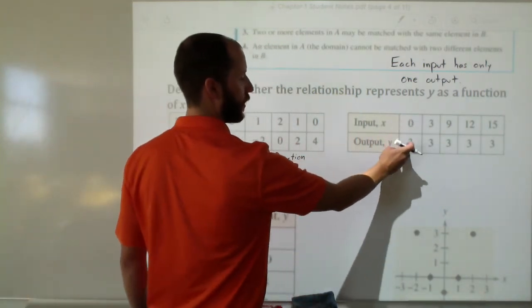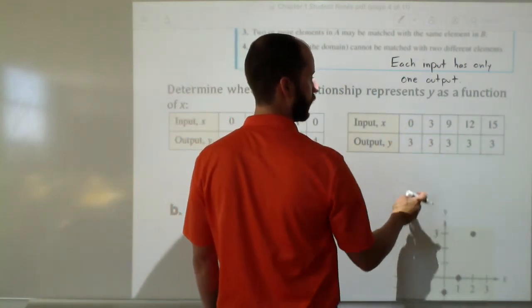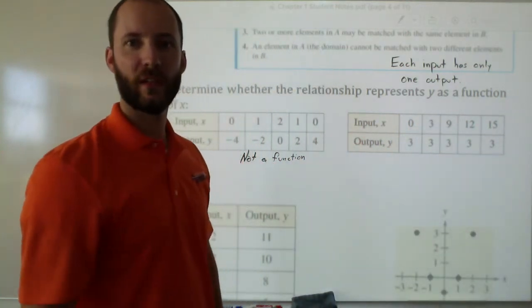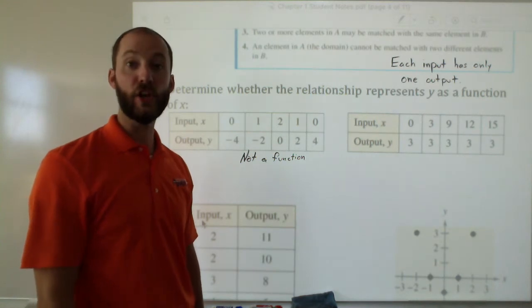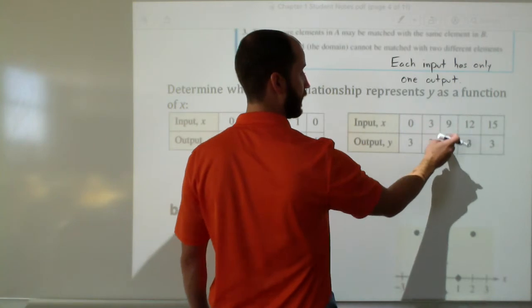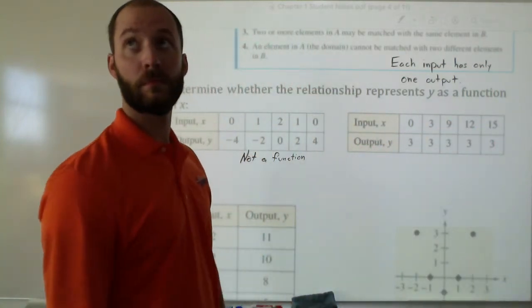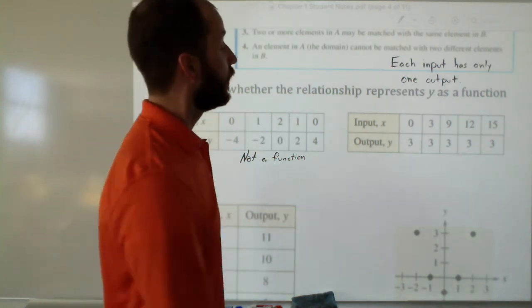Over here, 0 going to 3. All right. 3 going to 3. Okay. 9 going to 3. 12 going to 3. 15 going to 3. This is like in the Bahamas. It's like within 5 degrees all day. It's humid, but it's predictable. So, 0 to 3, 3 to 3, 9 to 3, 12 to 3, 15 to 3, they're all going to 3.